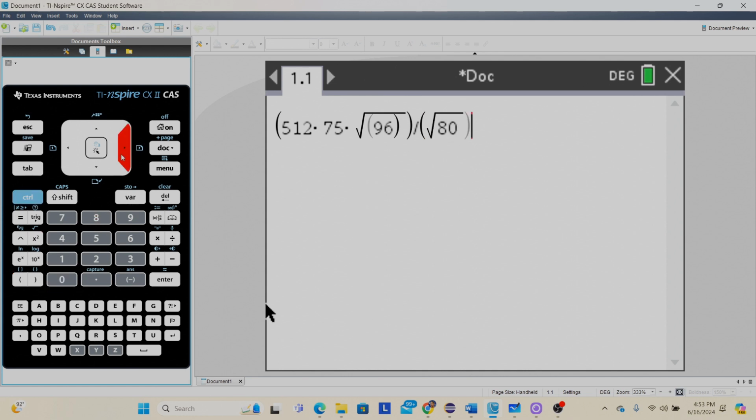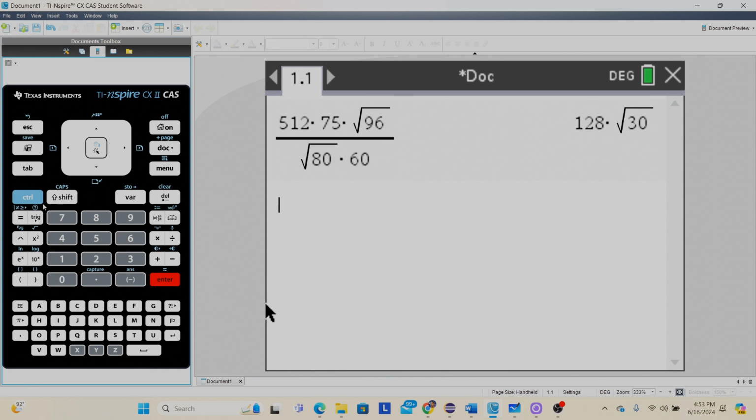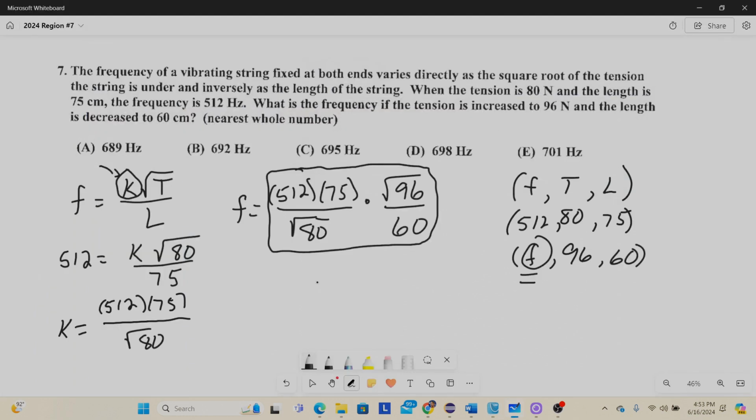Am I gonna square root of 80 times 60, and our answer is 701.085, which to the nearest whole number is 701. Our answer is E.